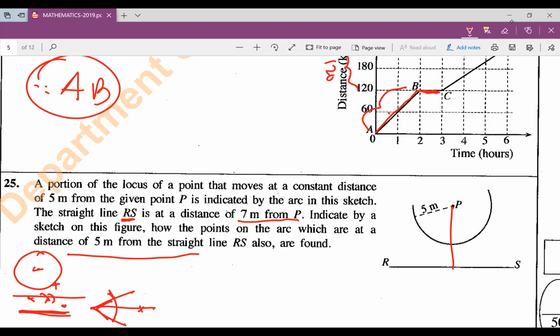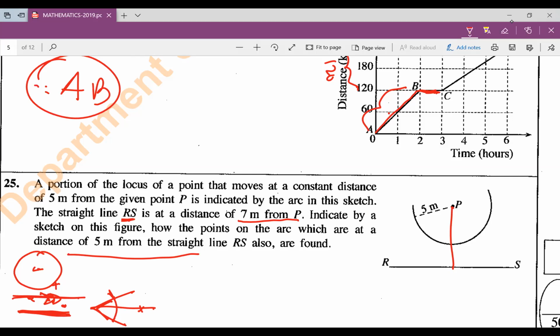So 7 meters is indicated by a sketch on this figure. So you have to draw a sketch on this figure of how the points on an arc which are at a distance of 5 meters from the straight line are. From the straight line means, as I already taught you, a parallel line. From the RS means 5 meters from the RS. So here, this is 7 meters, so around here this is 2 meters. In this way, this is the straight line 5 meters from the RS.